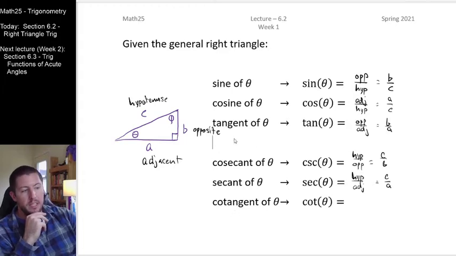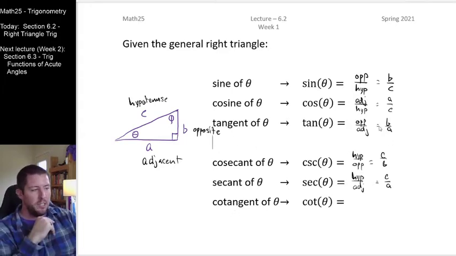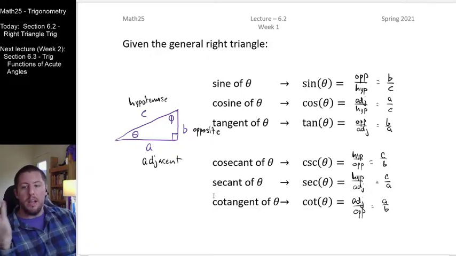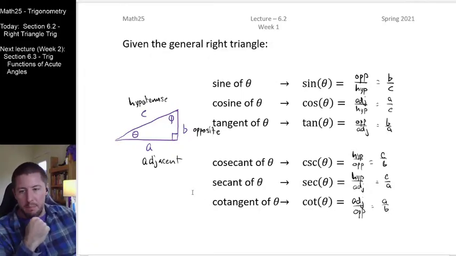And finally, cotangent is going to be the reciprocal of tangent. Those are partners also. That's adjacent over opposite. And that's going to be A over B. So you should immediately be saying now to me, Tony, how am I ever going to remember all this? And I'm going to burn it into your brain right now.